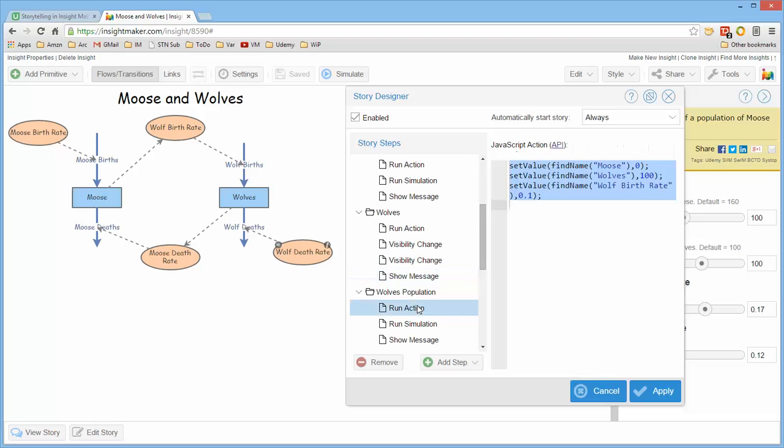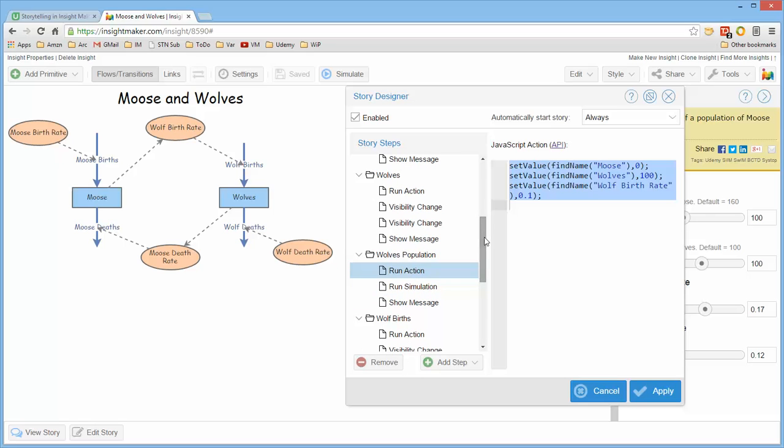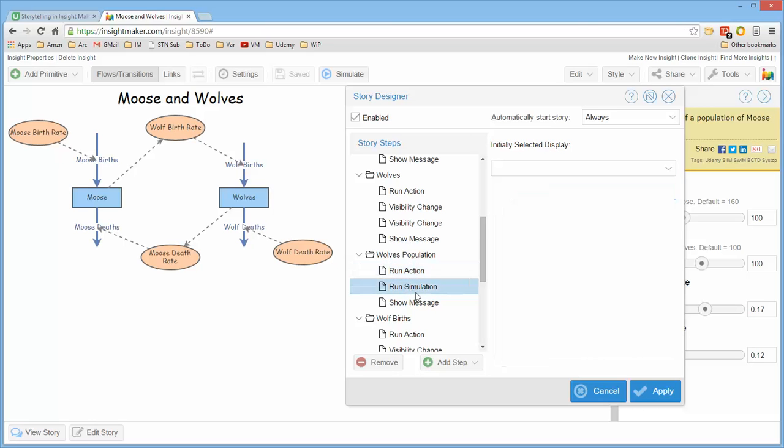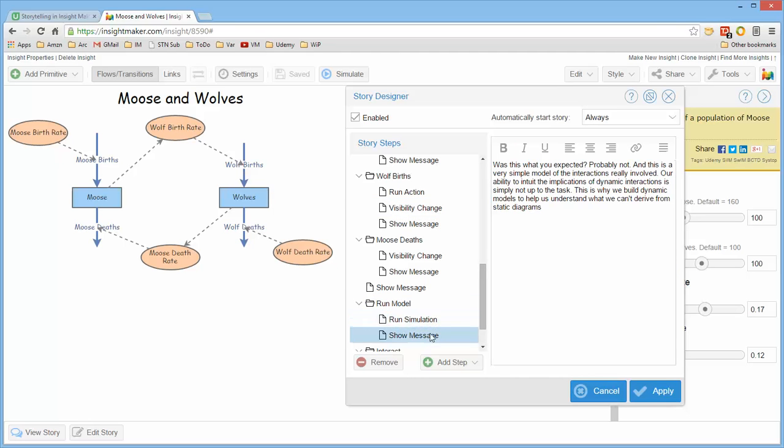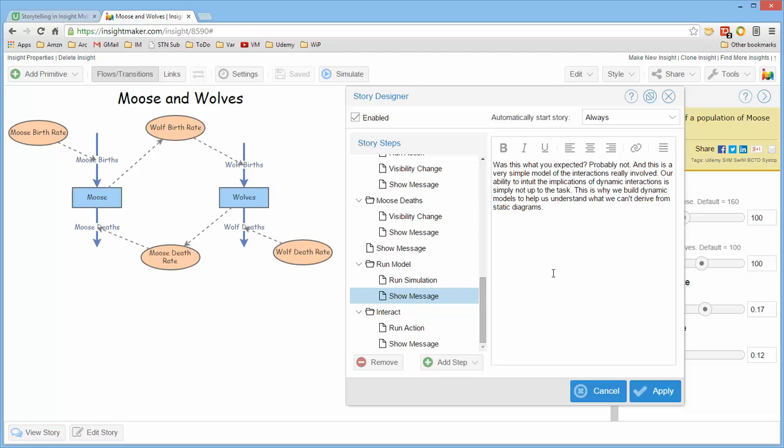to explain it, and then the action goes ahead and sets the value of some of the moose parameters so that they don't show up, and then it sets the value for the wolves population, so it does have a value when you run the simulation, and it explains it. Then it changes the visibility so that you see both communities, and then it runs the simulation model again to show you the result of the interaction of the two communities together.